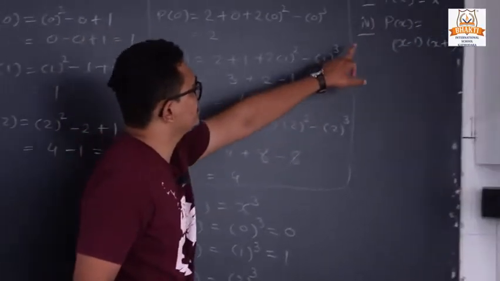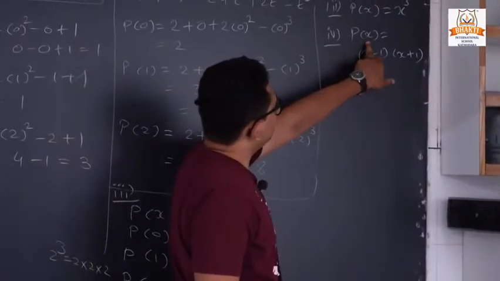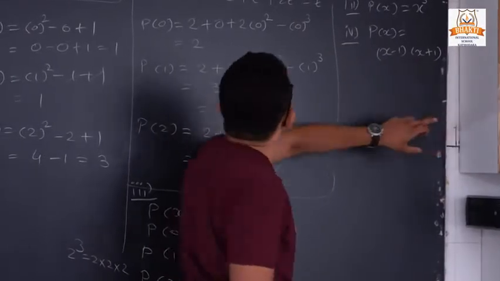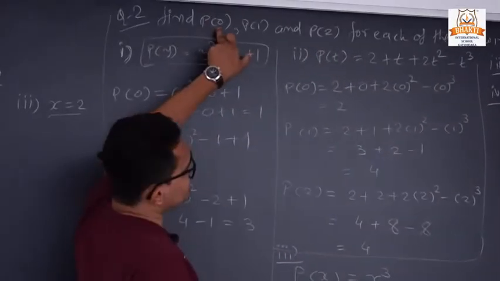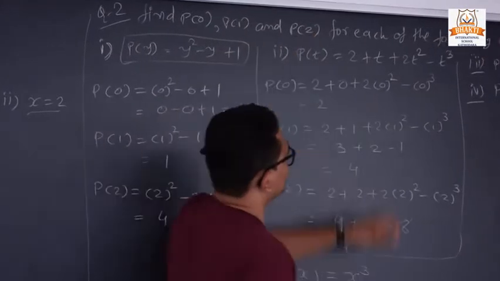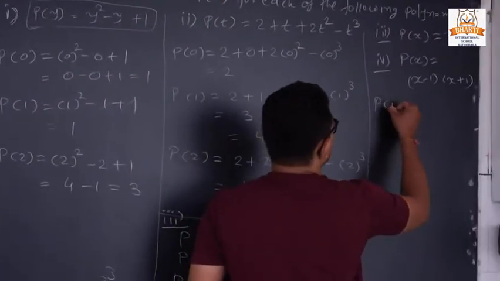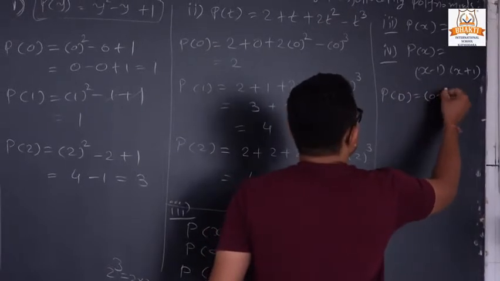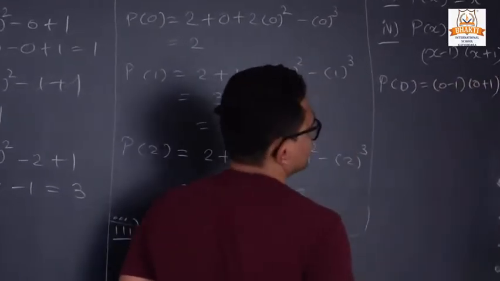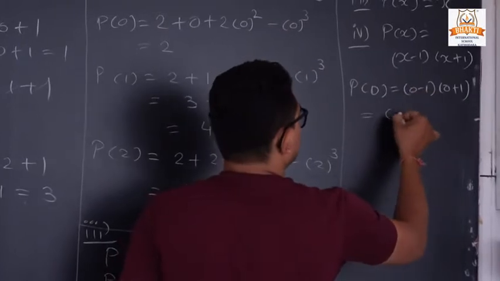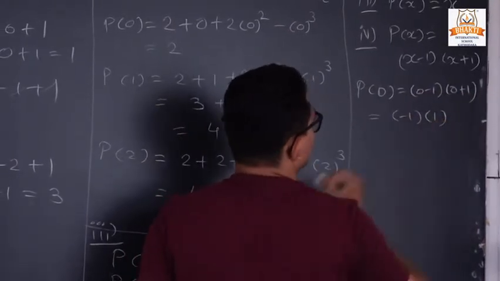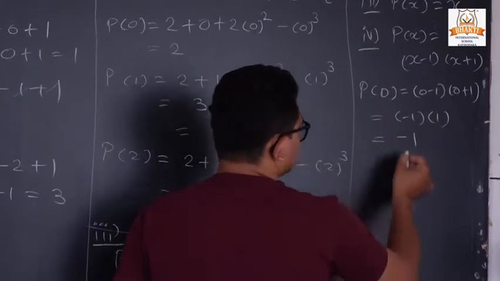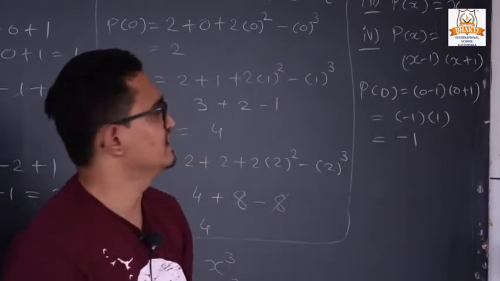Now the last question. See that p of x is equal to x minus 1 times x plus 1. First of all, x is replaced with 0, then 1 and 2. So first we will put 0. So 0 minus 1 and 0 plus 1. 0 minus 1 will be minus 1 and that will be 1. Now 1 1s are 1, and the sign will remain minus.